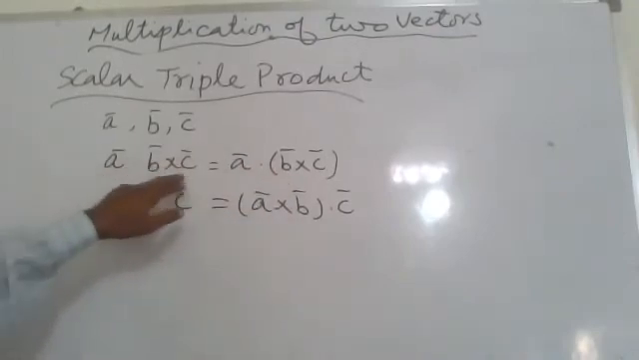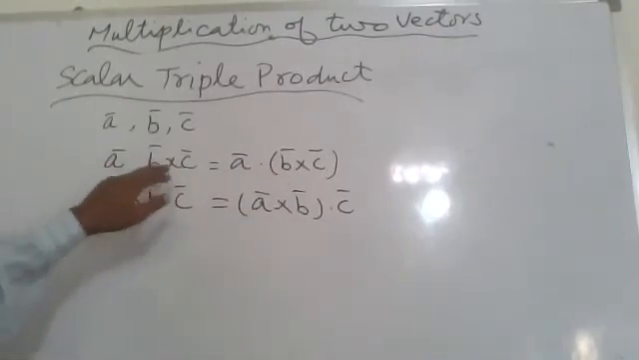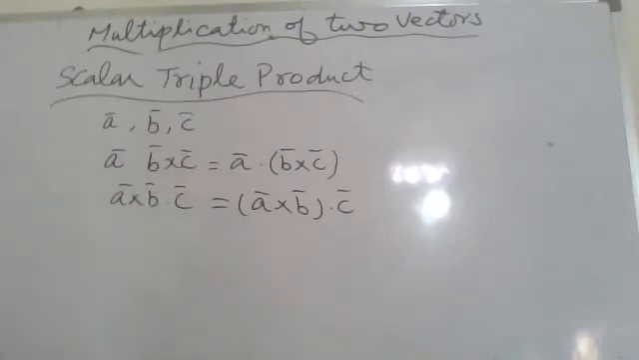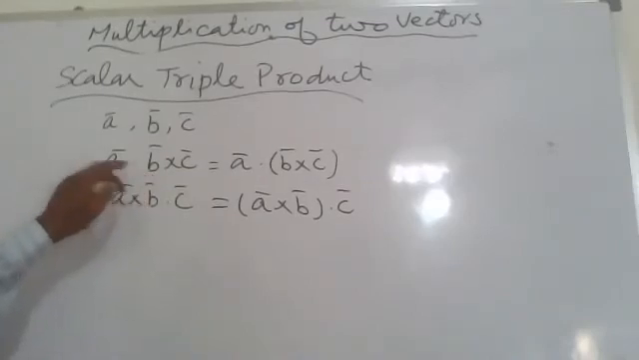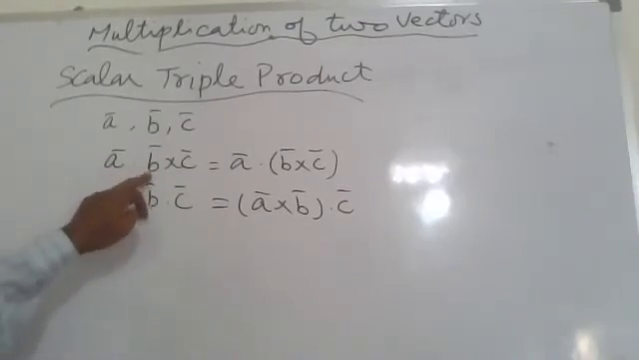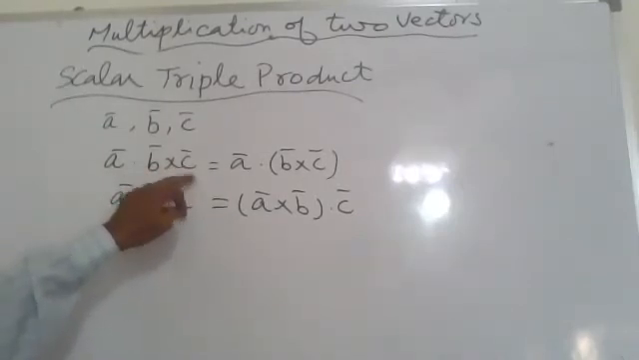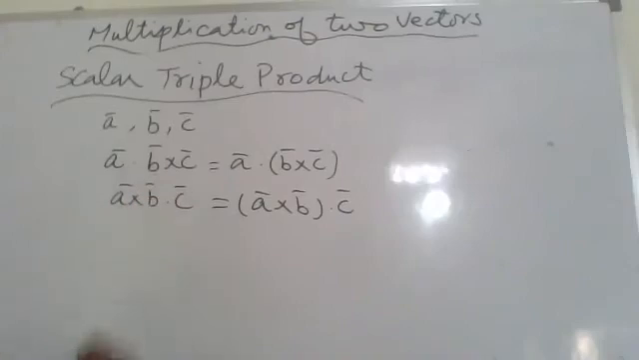Even if there is no bracket, there are dot and cross. So first we take the cross product, because if we take the dot product A dot B, we will get a scalar answer. A scalar cannot be taken in a cross product with a vector.